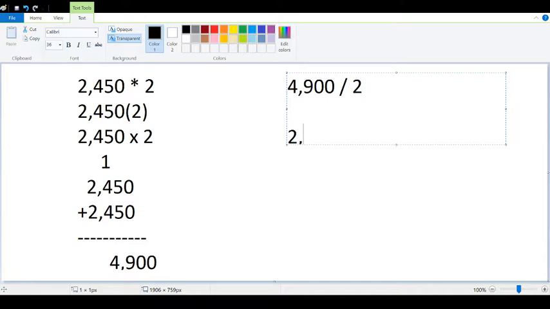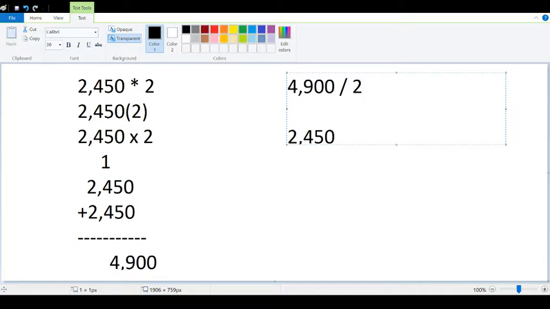2 goes into 9 4 times. You have 1 left over. Carry down the 0. You have 10. So 2 goes into 10 5 times with a 0 left over, because 2 goes into 0 0 times. So your answer is 2450. Okay, and that's just division.